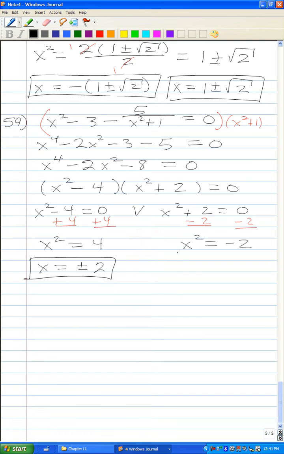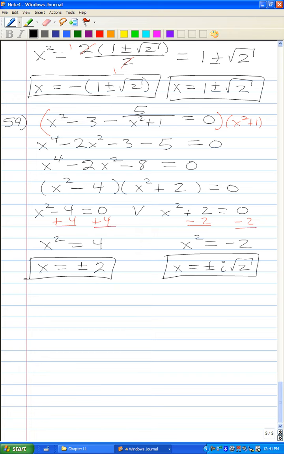By the square root property, x is equal to plus or minus the square root of negative 2, which is i rad 2. Notice that when x is equal to 2, I'm not dividing by 0. X is equal to negative 2, I'm not dividing by 0. X equal i rad 2, I'm not dividing by 0. X equal negative i rad 2, I'm not dividing by 0. So I'm never dividing by 0. Therefore, I have these 4 solutions to this fourth degree equation, 2 of which are complex.